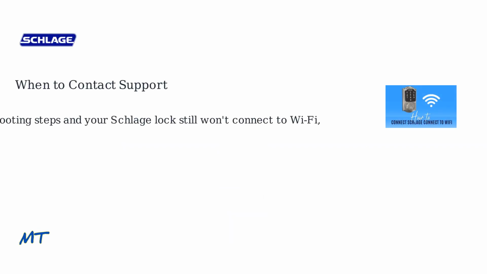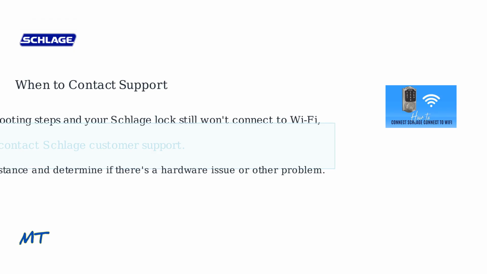If you've exhausted all troubleshooting steps and your Schlage lock still refuses to connect to Wi-Fi, it's time to reach out to Schlage customer support. Contact Schlage customer support directly through their website or app. They can offer advanced assistance and diagnose potential hardware issues that require professional attention. Additionally, consult online forums like Reddit or the Schlage community for user experiences and model-specific tips.